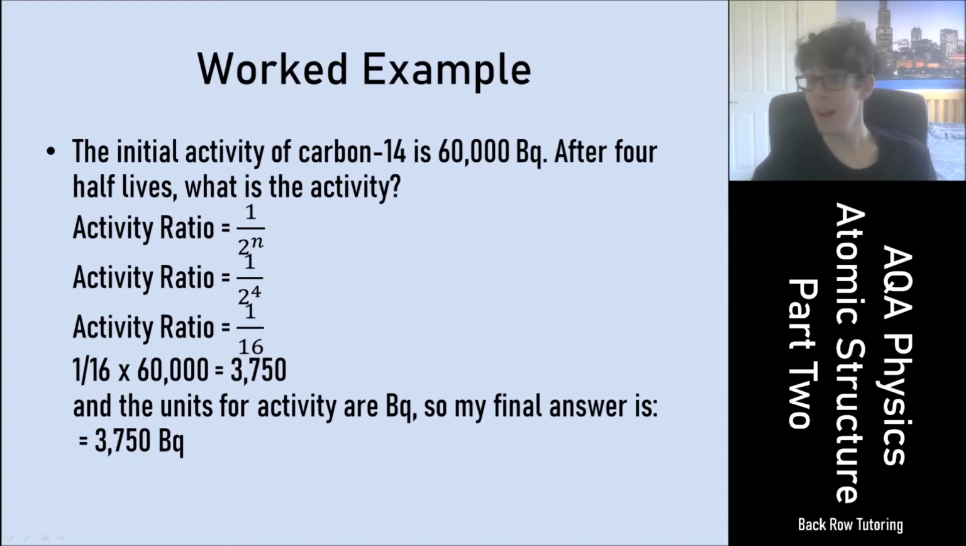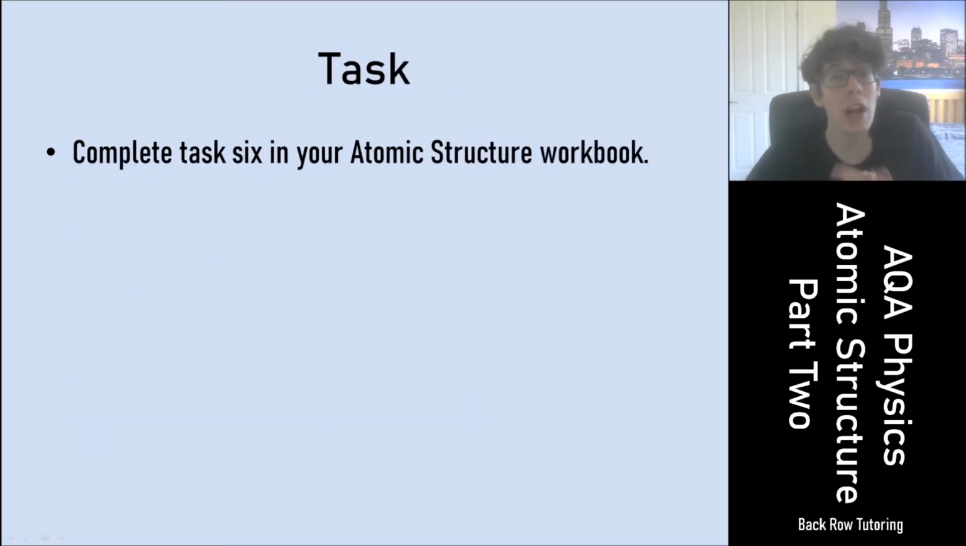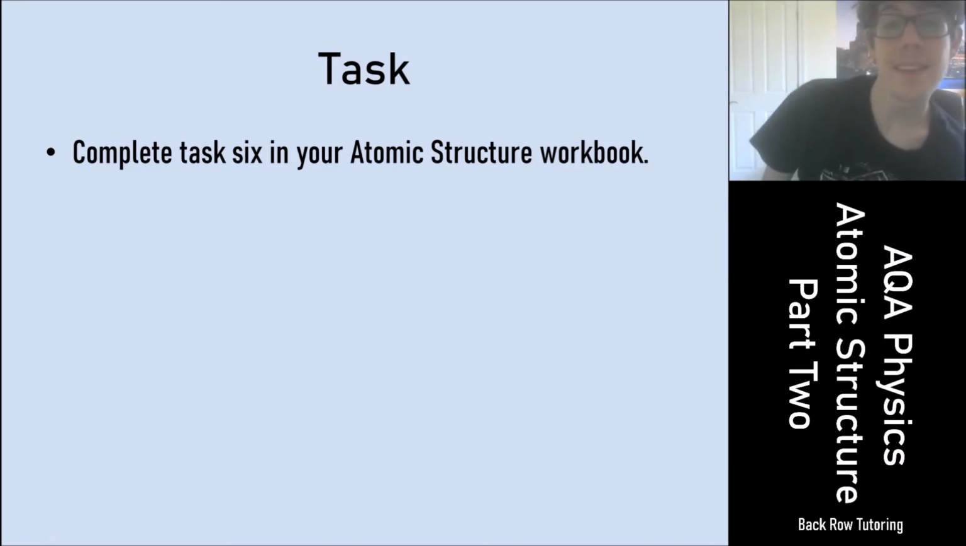3,750. If the question asked about what would be the activity after 5 half-lives, we would just replace this 4 with a 5, and it would be 1 over 32. And then you would just multiply 60,000, because that's our original, by 1 over 32. It's really that simple. If you're following along in your revision work, you can pause the video now and complete task number 6.